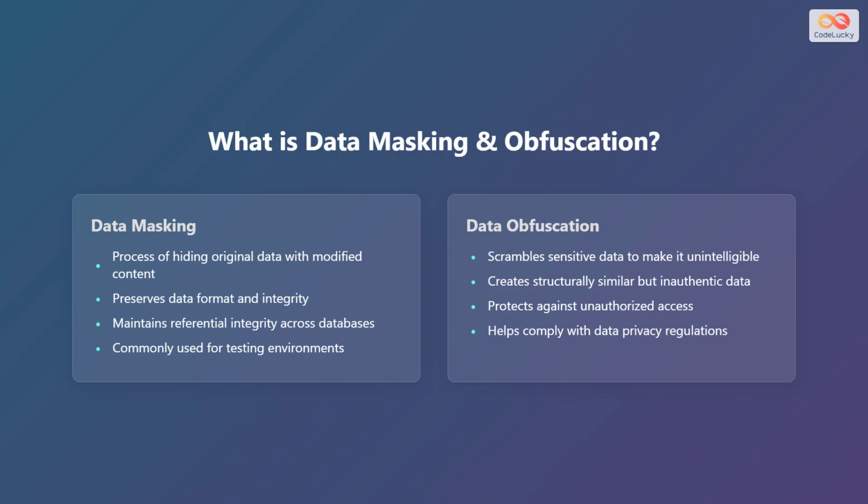Data obfuscation, on the other hand, scrambles sensitive data to make it unintelligible. This creates structurally similar but inauthentic data, protecting against unauthorized access. Data obfuscation also helps comply with data privacy regulations by making it difficult to reverse engineer the original data.